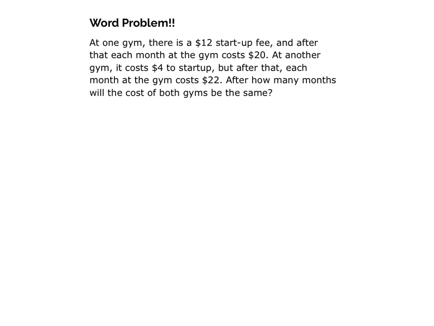Our next word problem. At one gym, there's a $12 startup fee. After that, each month at the gym costs $20. At another gym, it costs $4 to start up, but after that, each month at the gym costs $22. After how many months will the cost of both gyms be the same? So again, we're going to remember CUB. And the first thing that we do is we circle our numbers, which are 12, 20, 4, and 22.